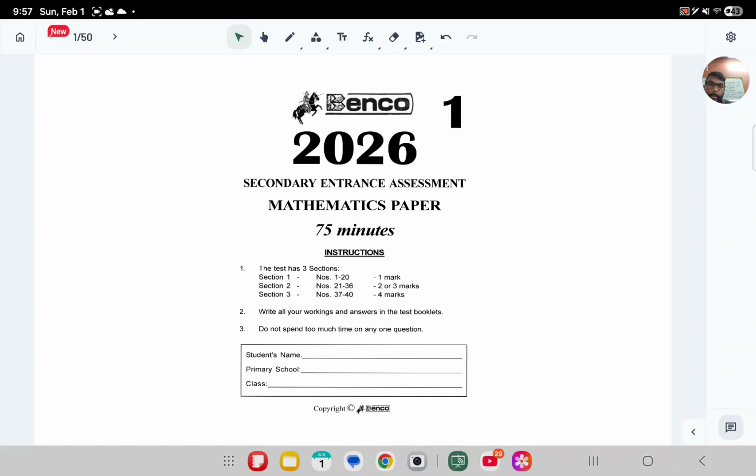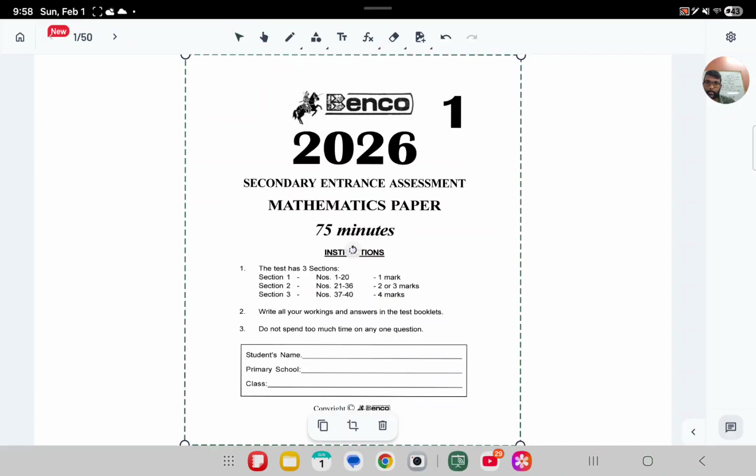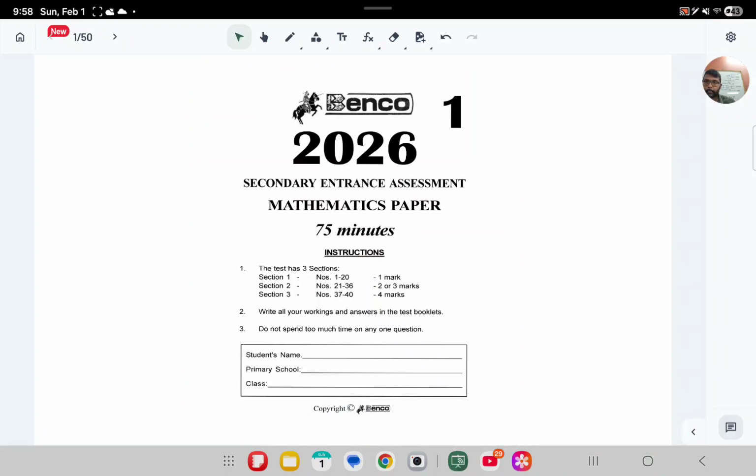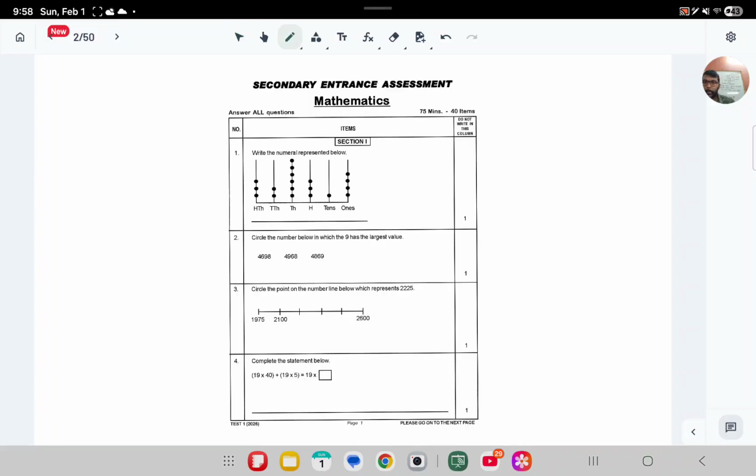Right everyone, so today we're going to start with the 2026 Benco, starting with test 1, 2026. So we're dealing with section 1 first. Number 1. Write the numeral represented below.